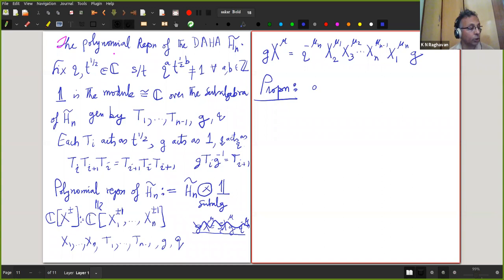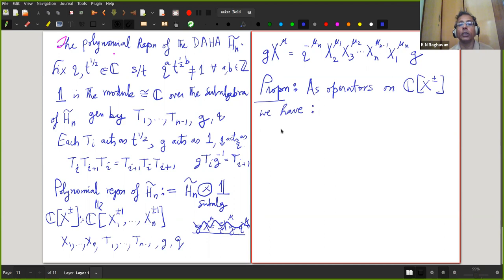G acts as... so let me preface this: as operators on this polynomial representation we have. And G as an operator is S1 through Sn minus 1. Okay, there is a bit of notation here. I'll explain this. So this is an operator.